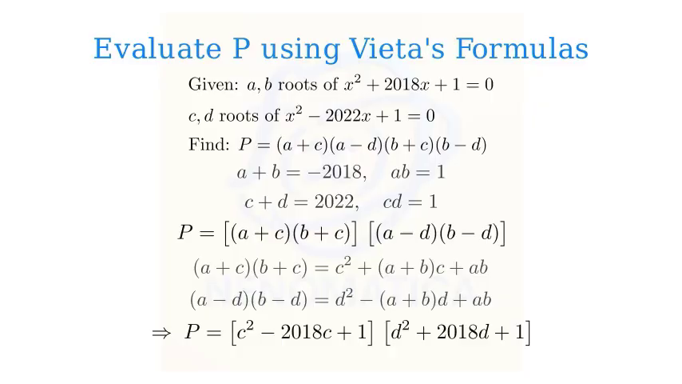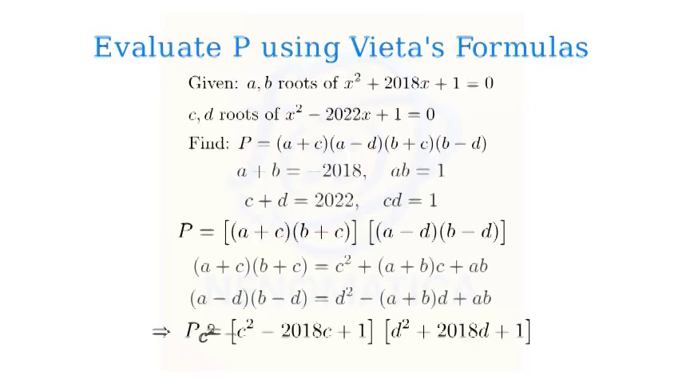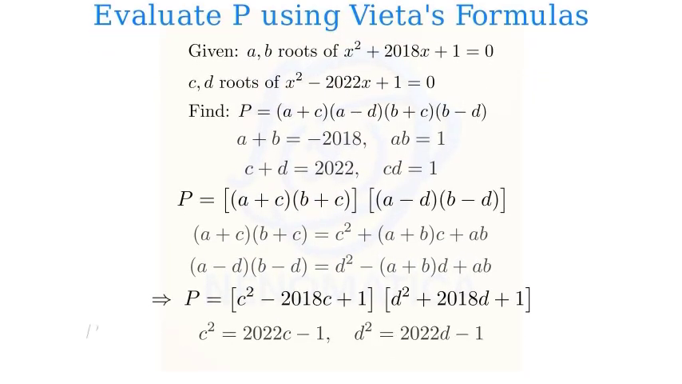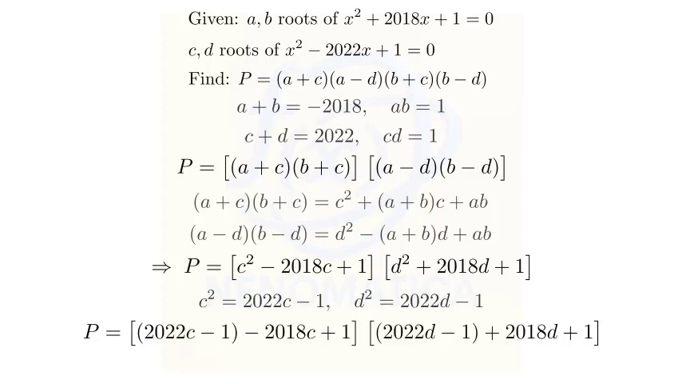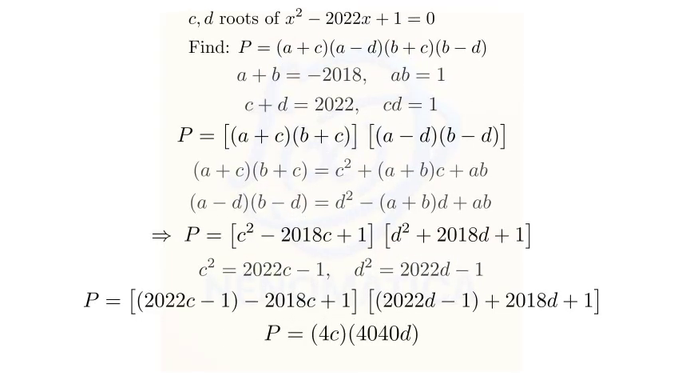Because a plus b is negative 2018, the minus sign gives a plus 2018d in the second bracket. Because c and d are roots of x squared minus 2022x plus 1 equals 0, each of c and d satisfies its own equation. So c squared equals 2022c minus 1, and d squared equals 2022d minus 1. Substitute these into p. Simplify inside each bracket.